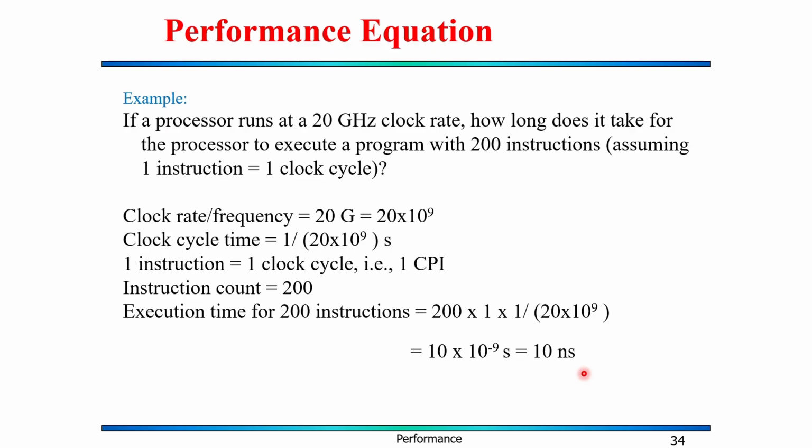In real programs, CPI is rarely exactly 1 because different instructions take different numbers of cycles, but the calculation method remains the same as per this equation.